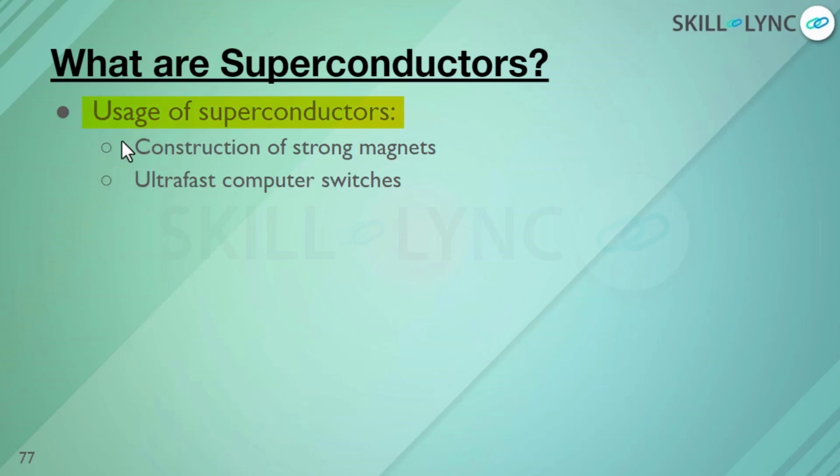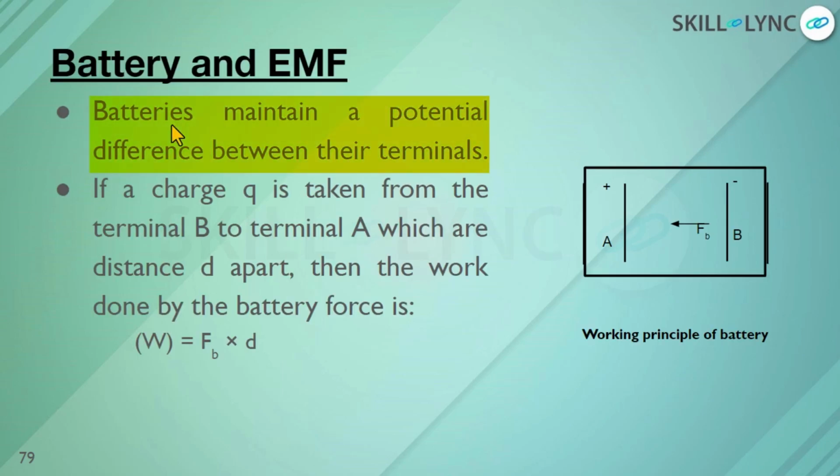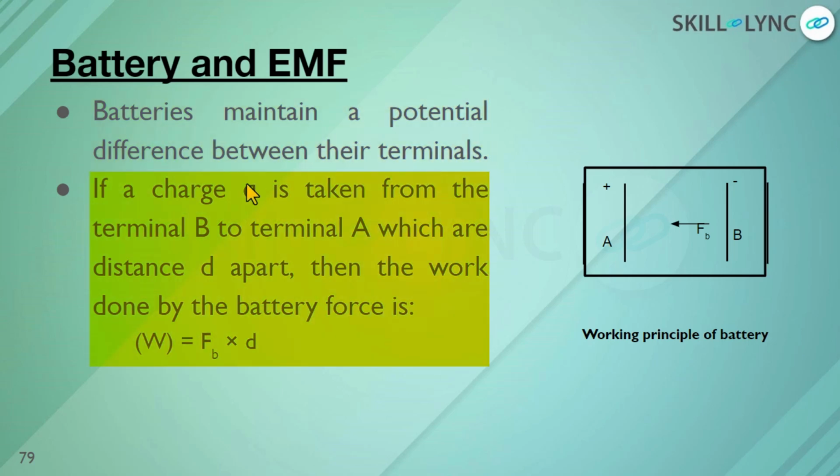The usage of superconductors can be seen in the construction of strong magnets and the manufacturing of ultra-fast computer switches. The next thing we are going to study is battery and EMF. Here we see batteries maintain a potential difference between their terminals. If a charge Q is taken from terminal B to terminal A, which are distance d apart, then the work done by the battery force is equal to Fb into d.